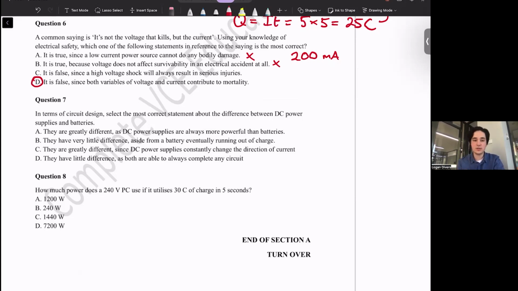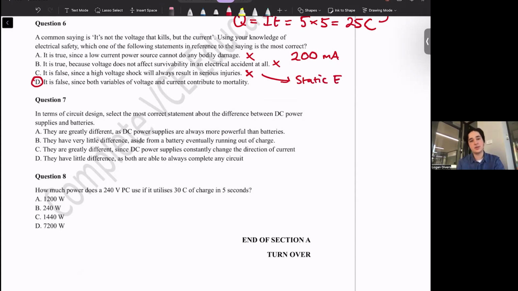of our skin is quite high. It's in the tens of thousands of ohms, actually. And to pass a resistance like that, you need an extremely high voltage paired with this sort of current. So B is false. C is also incorrect because high voltage shock does not always result in serious injuries. A perfect example of this is going to be static electricity.